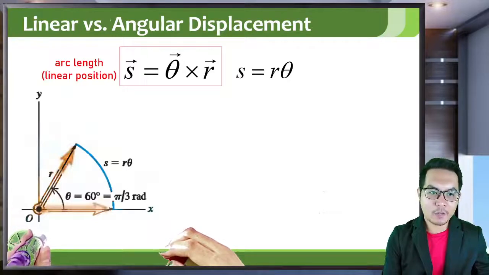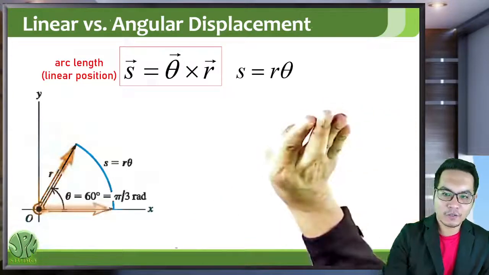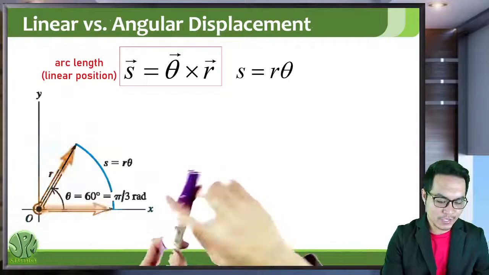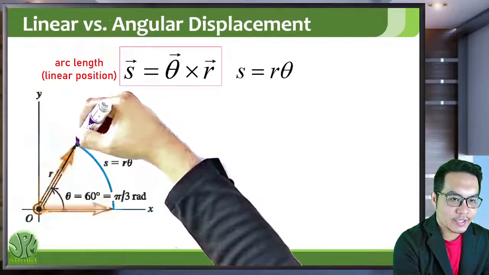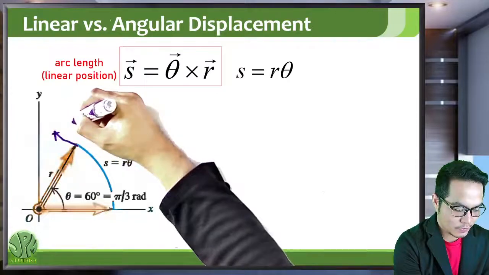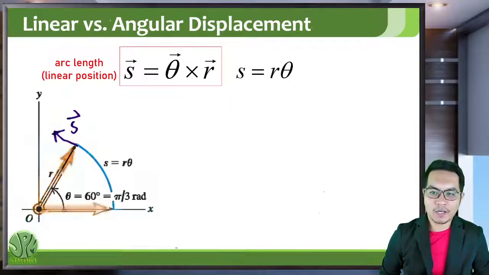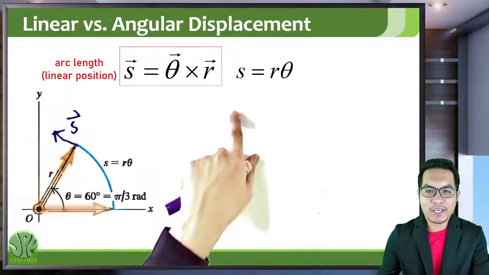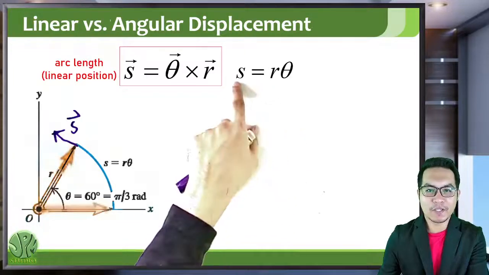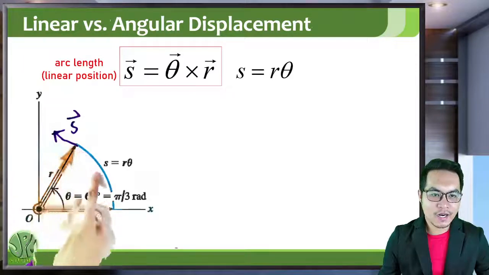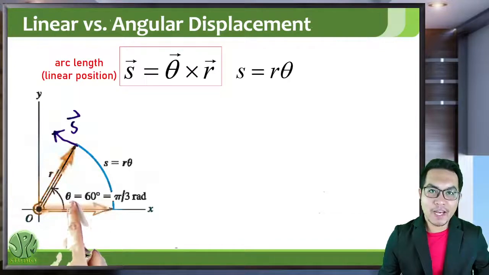So if you take the cross product of that, theta going towards you, and then this is r, theta cross r is s. So basically, the s vector is always tangent to the circle. This is the s vector. So it's always tangent to the circle, theta cross r. But as of now, don't concern yourselves with the cross product. Okay. So this is the relationship now between the angular position and the linear position. So s is the length of this arc here, subtended by the angle theta.